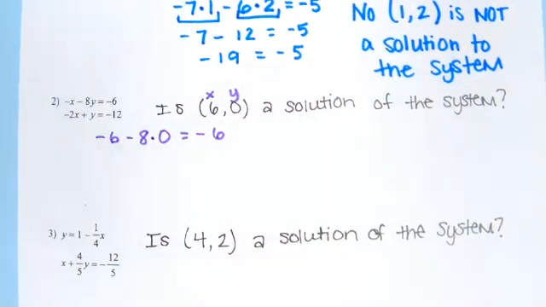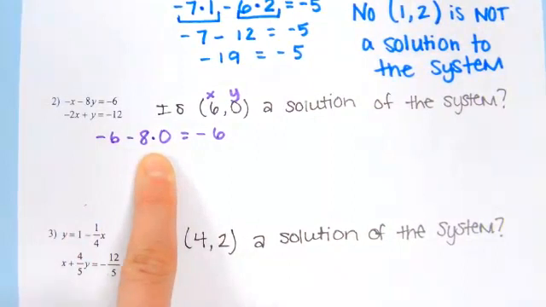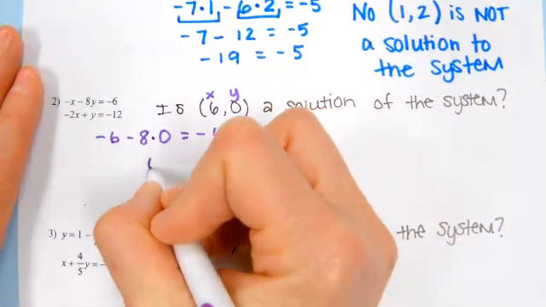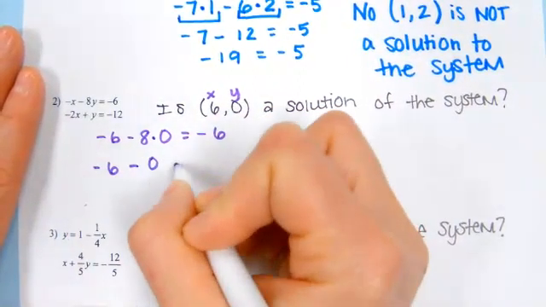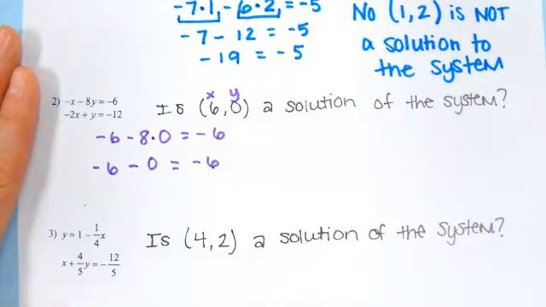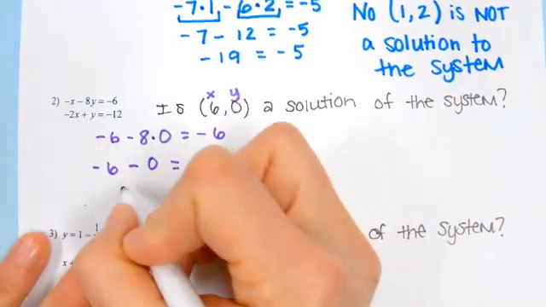And then I'm going to do PEMDAS again. So am I going to subtract or am I going to multiply first? I'm going to multiply. So 8 times 0 is really 0. And now I have negative 6. I'm going to bring down the minus sign, equals negative 6. Okay, now I'm going to subtract. Negative 6 minus 0 gives me negative 6.